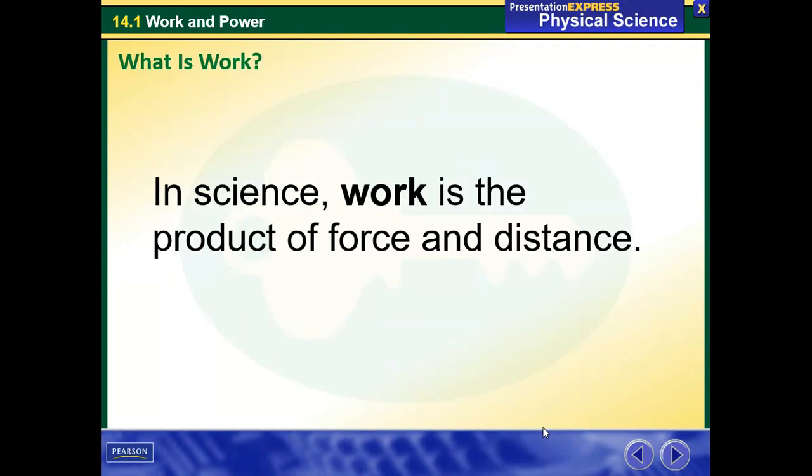So our first question is, what is work? In science, we define work as the product of force and distance. So if you think back to your math class, anytime you hear the word product, we should be multiplying. Force times distance is actually going to equal work. So keeping that formula in mind, we have to realize in order for us to do work, we need to have force, and it has to move some type of distance.